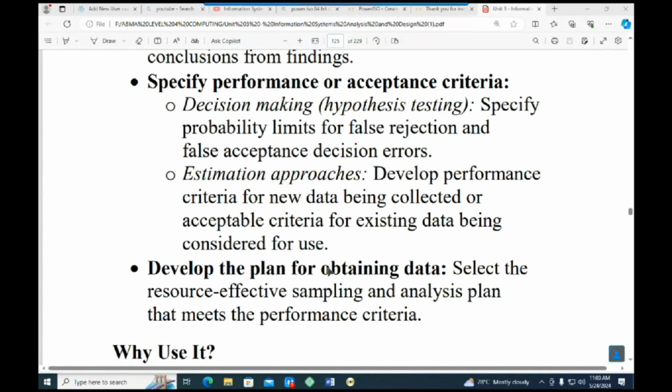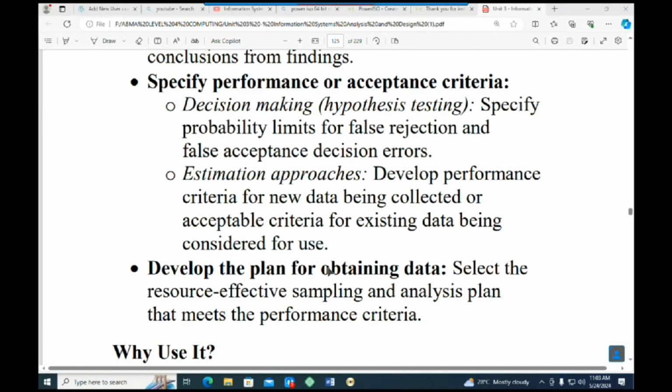In specifying performance or acceptance criteria, we talked about the hypothesis testing, or the decision making, and we said here we are going to specify what we call the probability limits for false rejection and false acceptance decision errors. Why is it rejected, or where is false rejection happening, and where is false acceptance happening? So how do we make those decision errors?